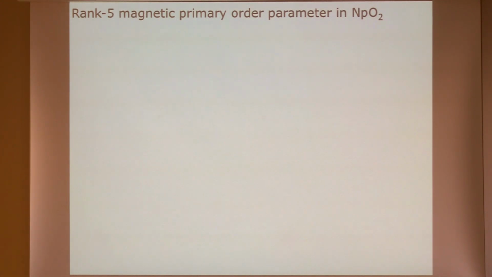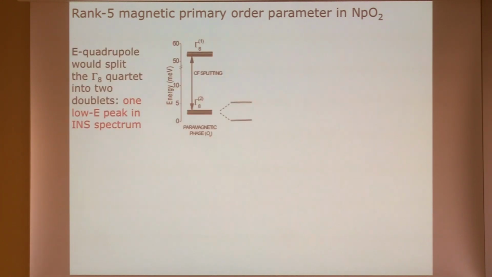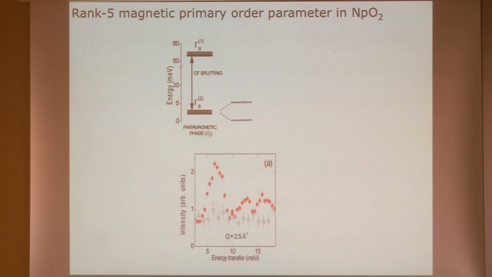However, muon spectroscopy shows oscillations in the asymmetry intensity signal, indicating the presence of a magnetic field. In addition, if the quadrupole order were the primary order parameter, then the Gamma 8 would be split into two doublets, and we would observe only one peak. Instead, we observe a more complicated system.